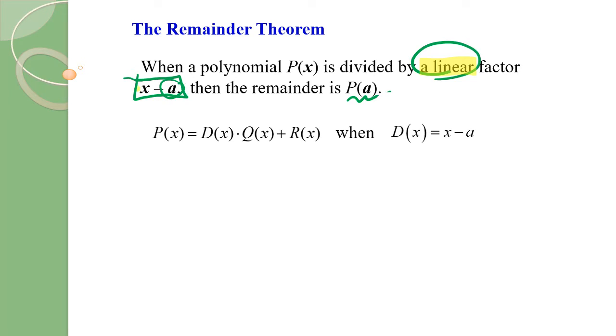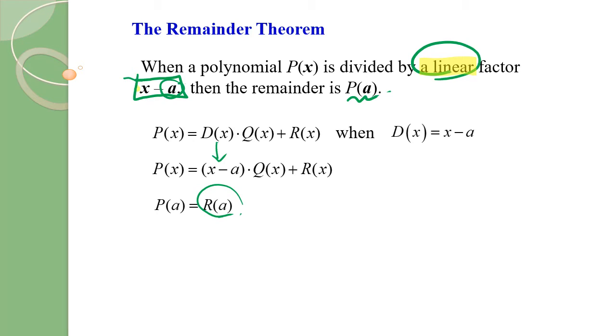Okay, so p(x) equal to d(x) times q(x) plus r(x). When d(x) equal to x minus a, we will substitute a into the polynomial. So what we have later is actually p(a) is equal to r(a). Can you understand? It's actually the remainder.